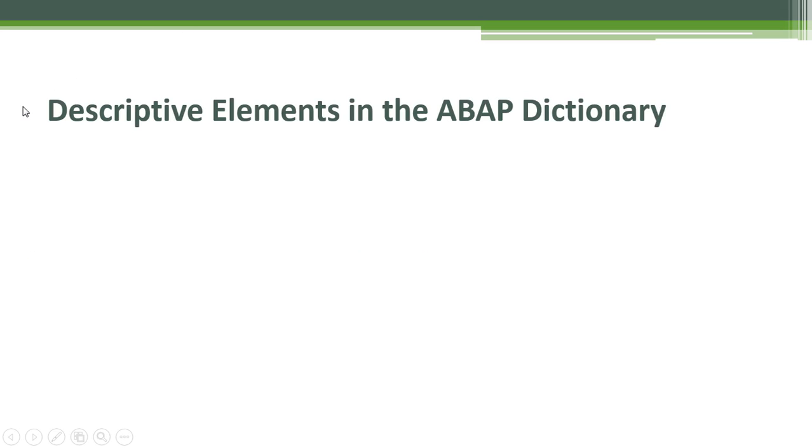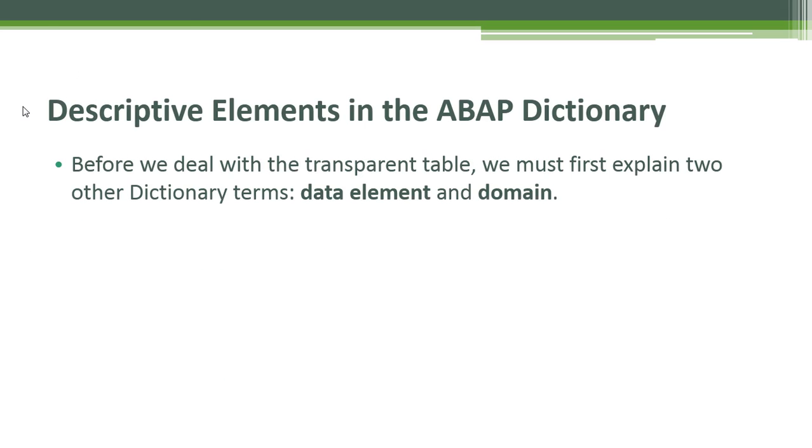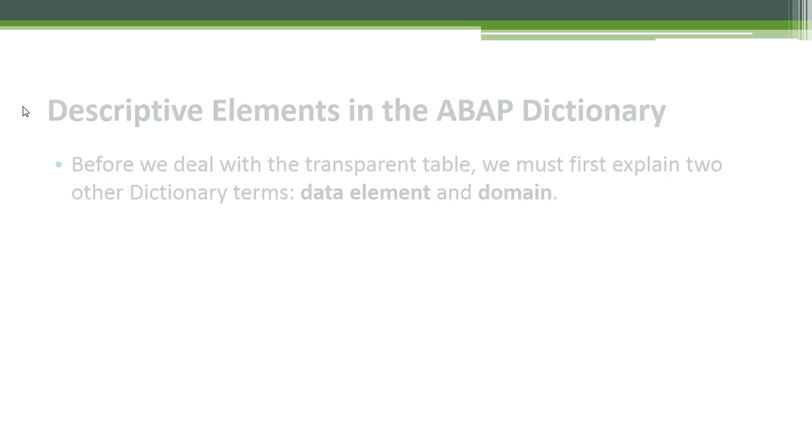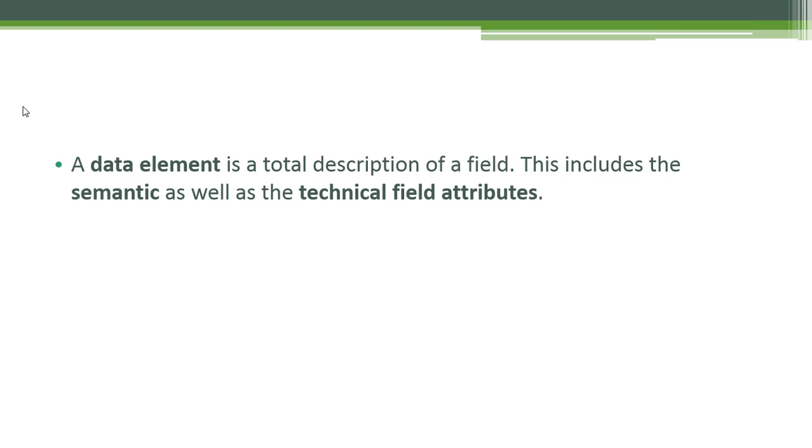Descriptive elements in the ABAP dictionary. Before we deal with a transparent table, we must first explain two other dictionary terms: the data element and the domain. A data element is a total description of a field. This includes the semantic as well as the technical field attributes.